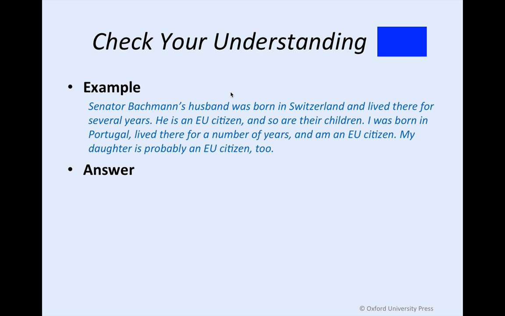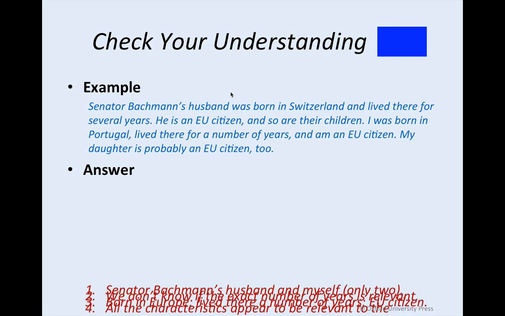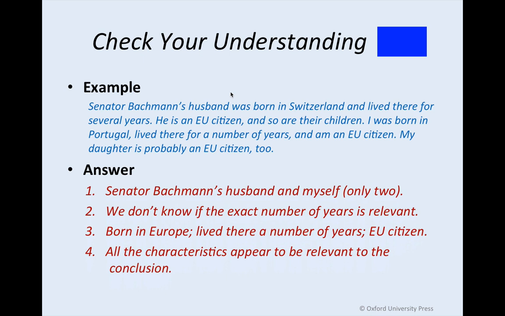Okay, let's take these items and consider the same argument we looked at in the first example, where I asked you to consider what's being compared to what. Senator Bachmann's husband and myself are the two things being compared. We don't know if the number of years lived in the European countries is relevant. We know that both Senator Bachmann's husband and I were born in Europe and lived there for a number of years. We also know that each is an EU citizen. The characteristics also appear to be relevant to the conclusion, namely the claim that my daughter is probably an EU citizen too.